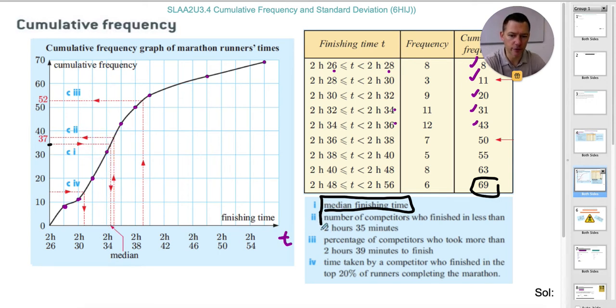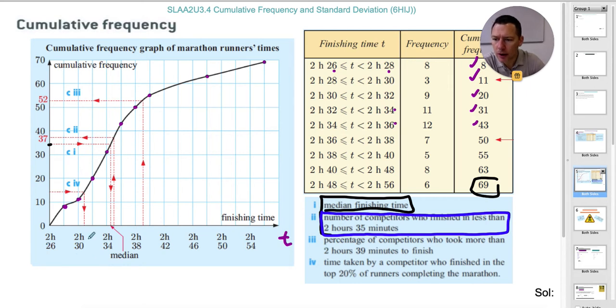The second question was find the number of competitors who finished in less than 2 hours 35. Okay, well, here's 2 hours 34. This is 36. This is 34, so this must be 35. There's no red lines in here. It's part of the example. You put your own red lines in. And the red lines are important on the IB exam. You need the red lines to show your answer or you don't get credit for it. So draw your lines in, right?